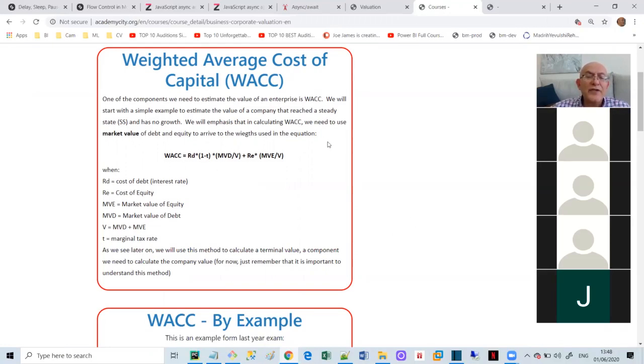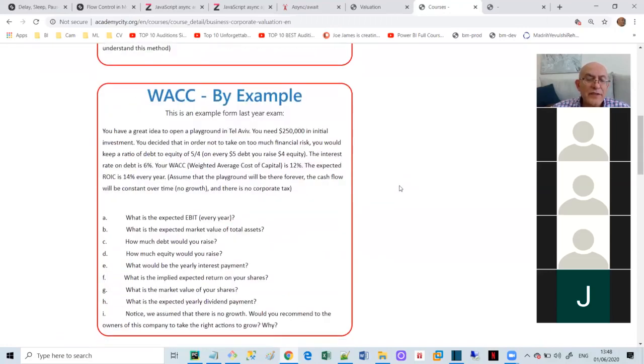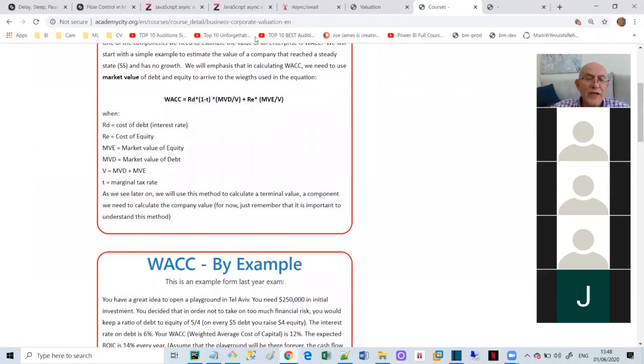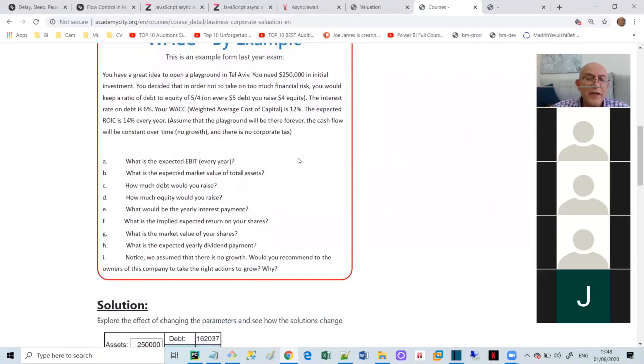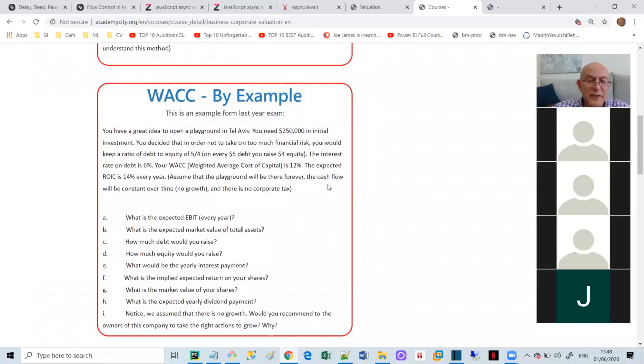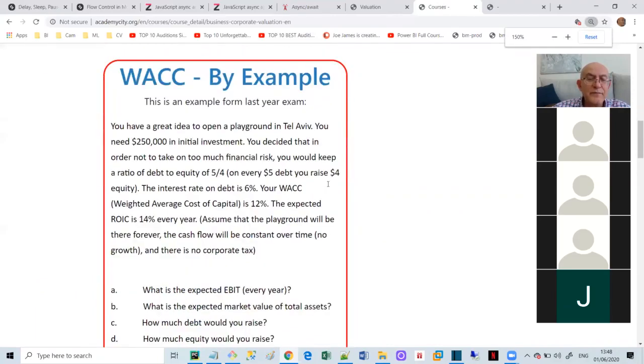So what I'm going to do is read the question. This is what the WACC is, and this is the example. Let me make it a little bit bigger so you can see it better. I will read it, and then we will analyze this question and how we solve it. That will be a good way to summarize the material so far.